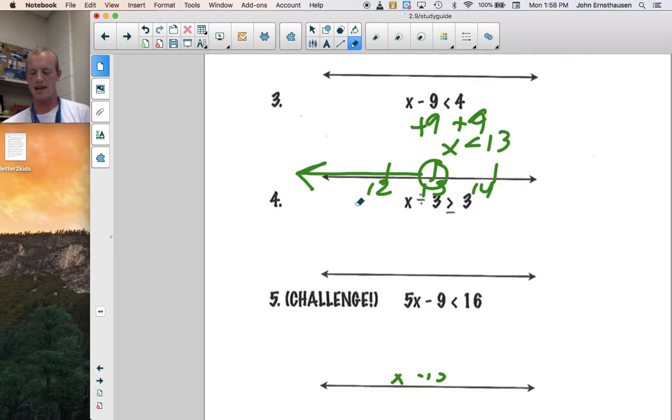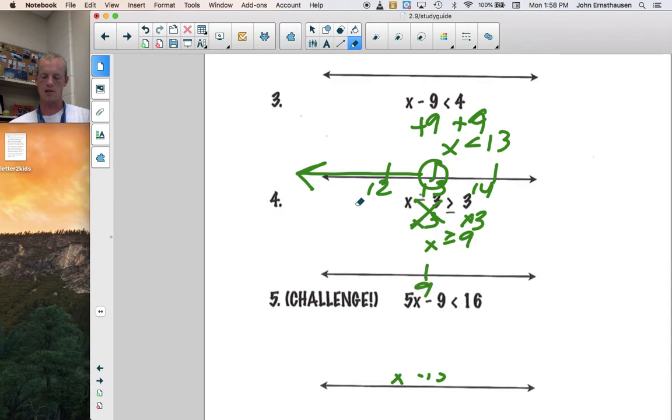Last one here for the day, and then I got a quick check that will be a grade. X divided by 3 is greater than or equal to 3. Instead of dividing by 3, I'm going to multiply by 3 on both sides. X is going to be greater than or equal to 9. Why don't you try to graph that? Feel free to pause the video.